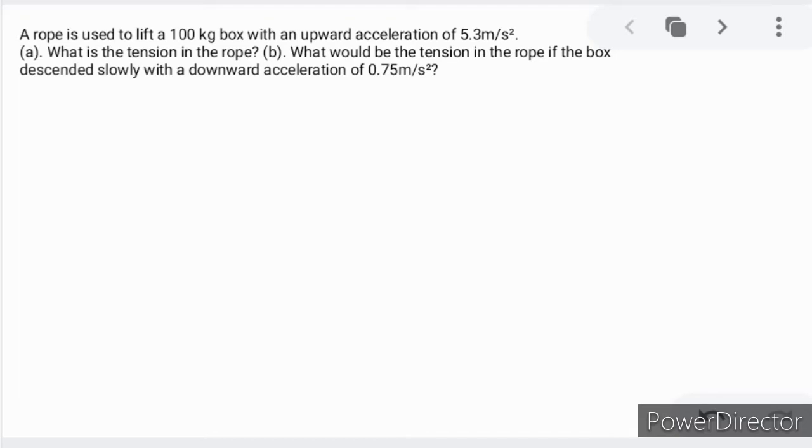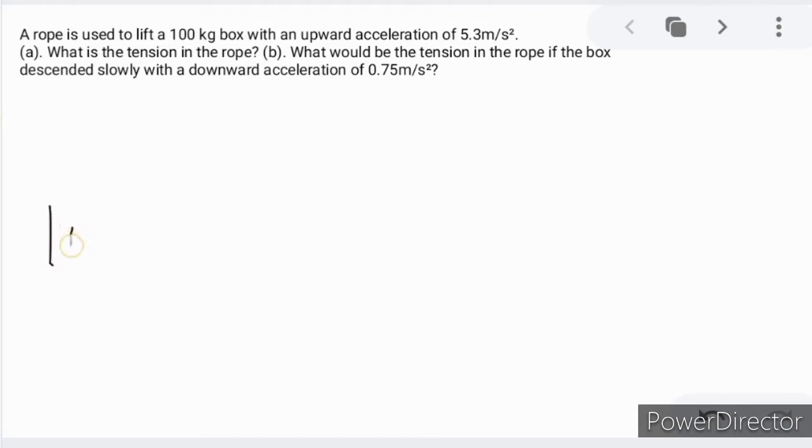A rope is used to lift a 100 kilogram box with an upward acceleration of 5.3 meters per second squared. And the first problem is, what is the tension in the rope? So we're going to answer letter A first.